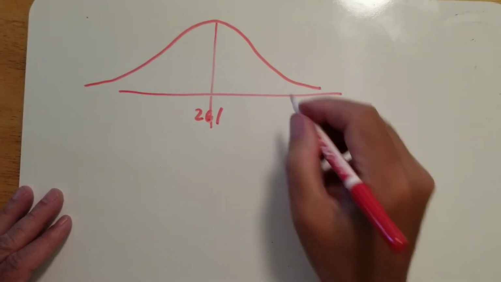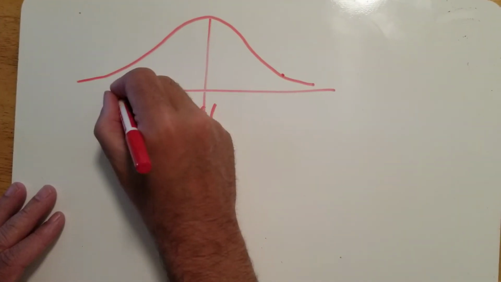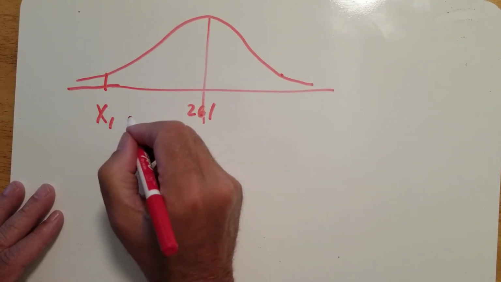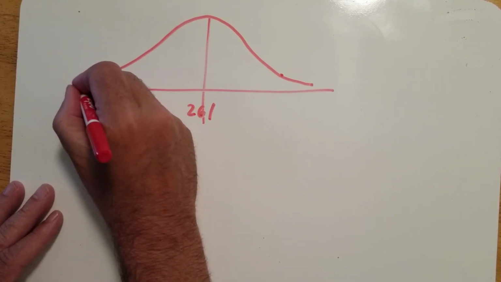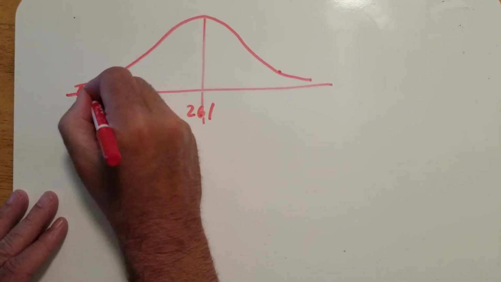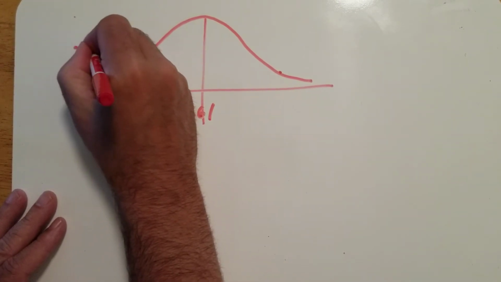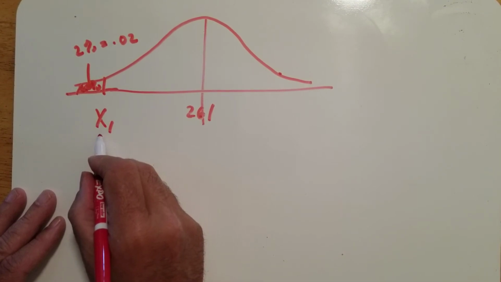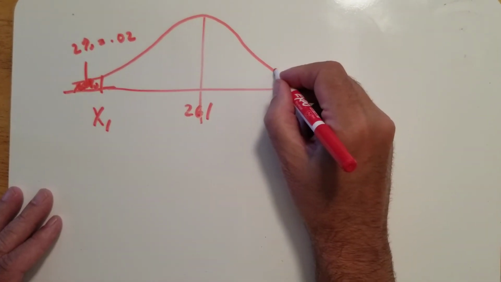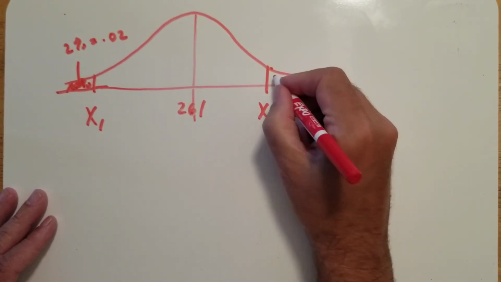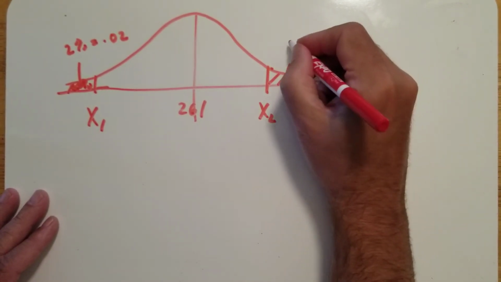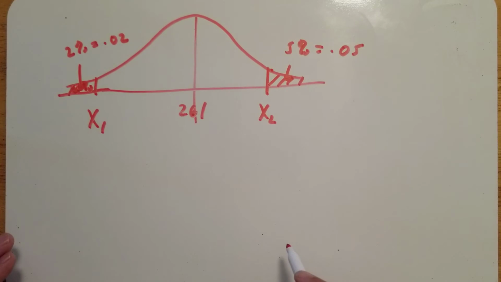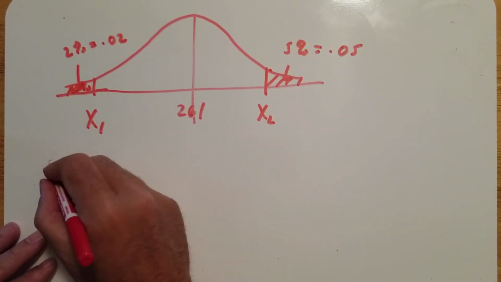Now the top 5%, we'll start with the bottom one. So the bottom 2%, let's call this value x1, and the bottom 2% means that the area to the left of that is 2%, which is 0.02. So that value along the x-axis is the separating value for the bottom 2%. And the top 5%, here's x2. And now this shaded area is 5%, which is 0.05. And both of these numbers can be calculated using InvNorm.